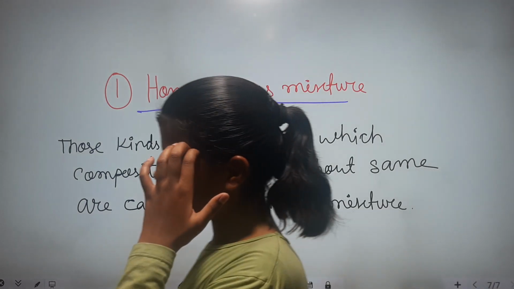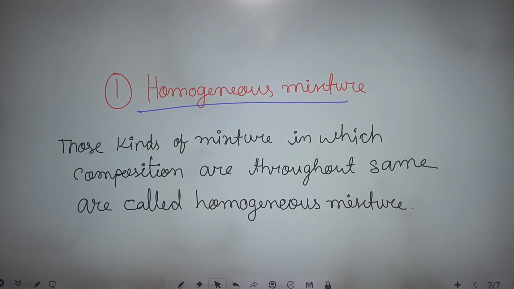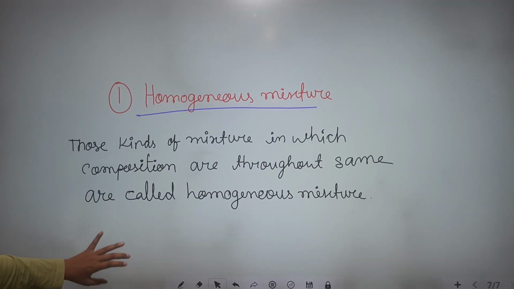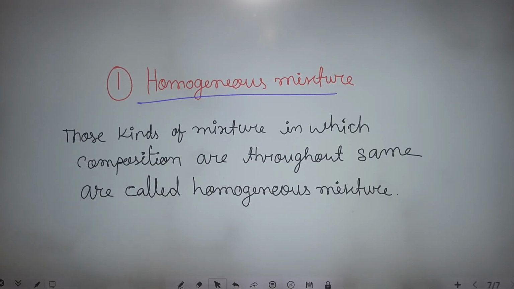Okay. Here, same means when they mix together, they cannot be separated from each other by any physical or chemical means. Okay. For example, we can say sugar plus water, or salt plus water. So I hope you understand what is homogeneous mixture. Now let's see about heterogeneous mixture.